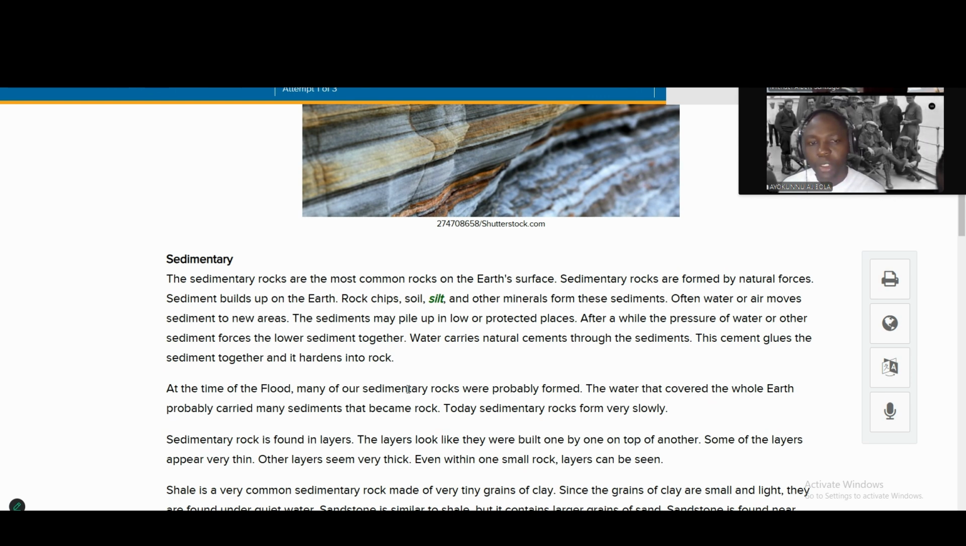Today, sedimentary rocks form very slowly. Sedimentary rock is formed in layers. Then the layers look like they were built one by one on top of another.